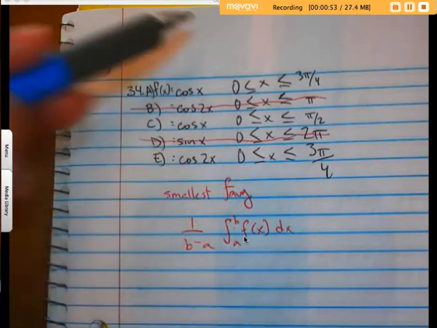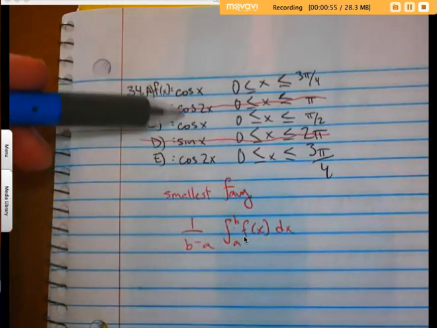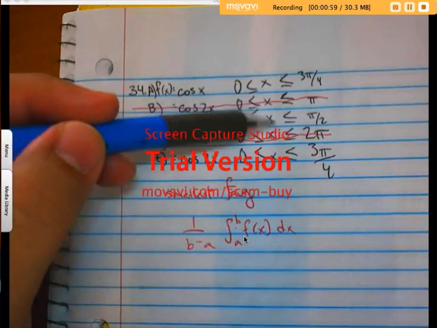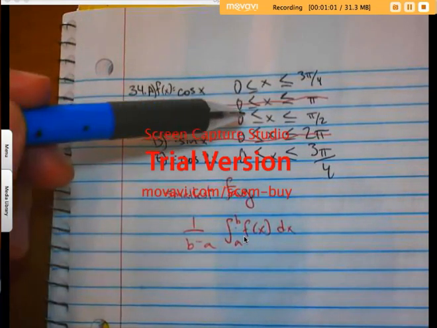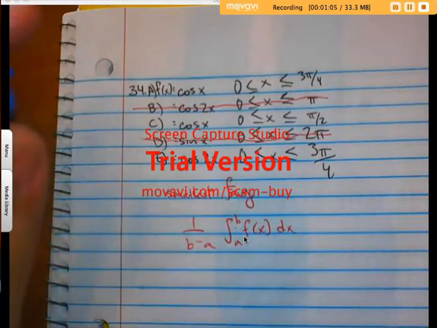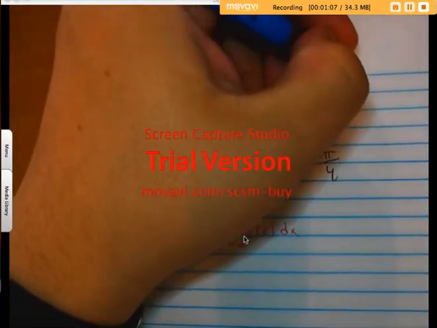Alrighty, so I've got 3 options. Cosine and cosine. Lucky for me, those are the exact same graph. Check it out. If I take cosine from 0 to 3 pi over 4 and 0 to pi over 2, I don't know what I get, but I do know I get a positive area. And I do know I get a positive area.